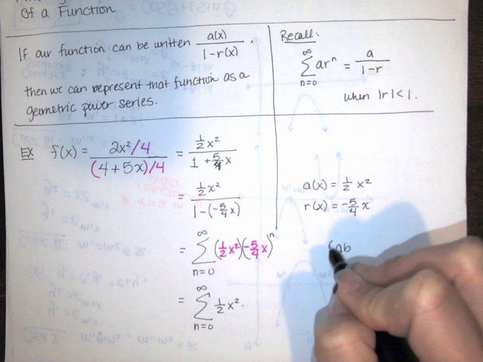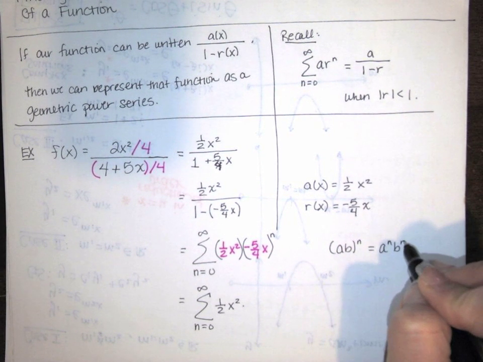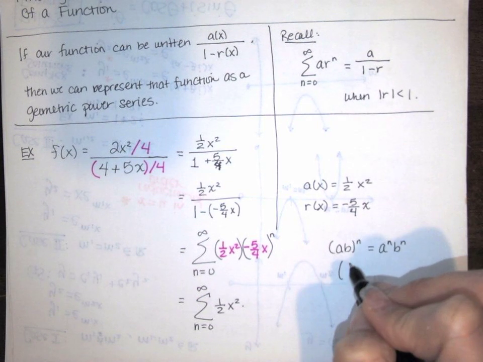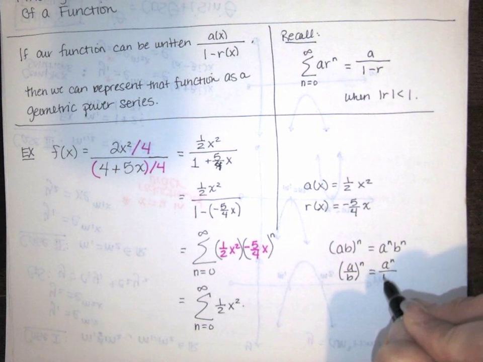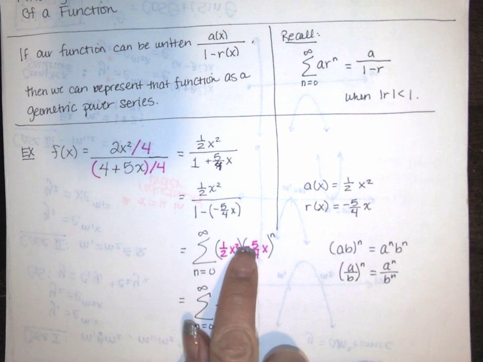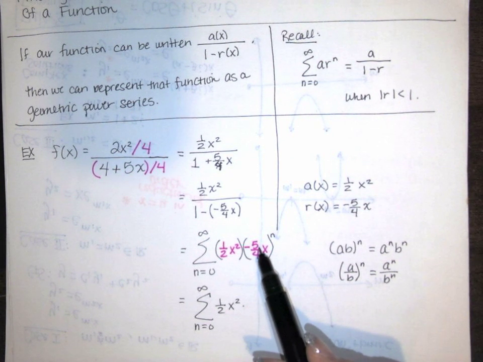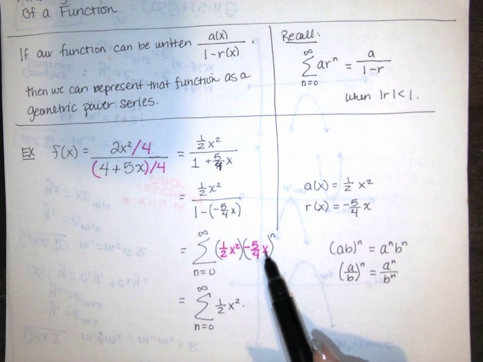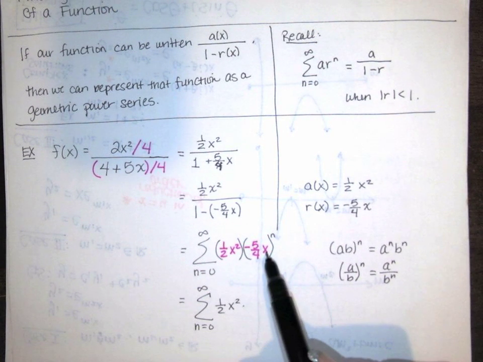If I have a times b and I'm raising it to the nth power, that's the same as a to the n times b to the n. Or if I have a over b and I'm raising that to the nth power, I can raise the numerator to the nth power and the denominator to the nth power. So putting those together, I've actually got 4 implied factors here. I've got a 4 in the denominator, I've got a -1 out front, I've got a 5 in the numerator, and an x in the numerator as well, or you can think of it as just a separate factor. Either way, but that nth power has to apply to all of those.